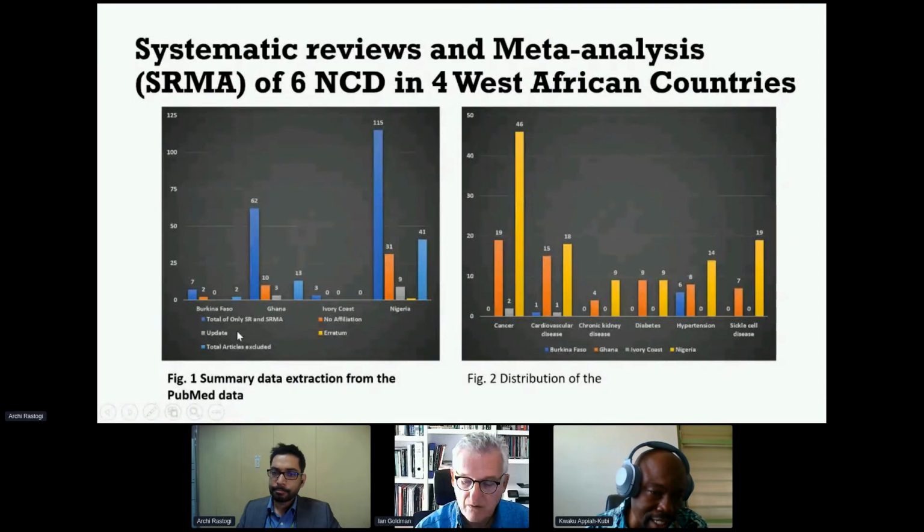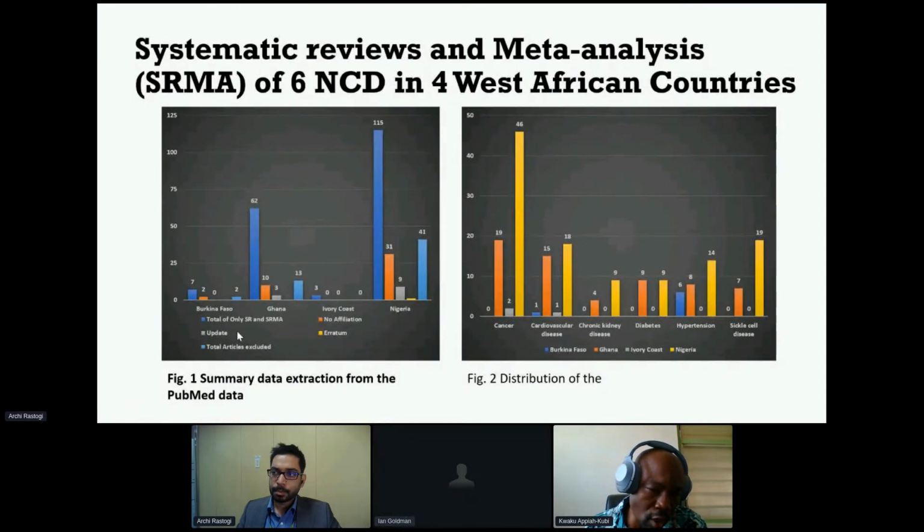As you can see, for the total of only SR and SRMA, Nigeria has the highest number of about 115 reviews, followed by Ghana with 62, Burkina Faso third with 7, and Ivory Coast has the least number of only 3.